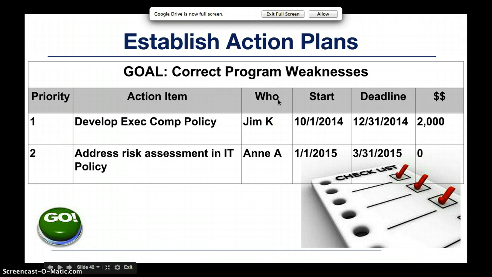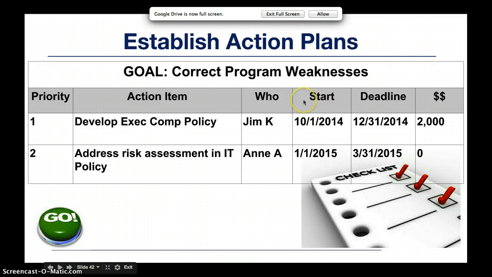Next is who. This is really the owner. And the way I like to do owners, so there are lots of different schools of thought here, but what I suggest is naming one owner. That way you have accountability. I understand that an owner may have a team behind them, but you want to have one person who's the leader of that team, one person responsible.